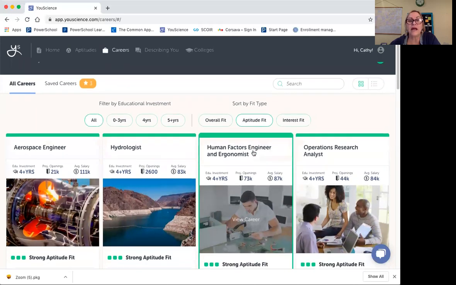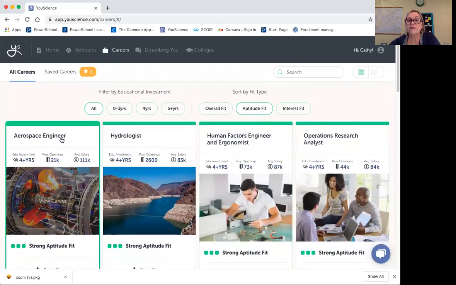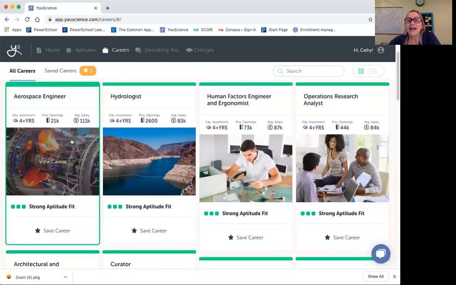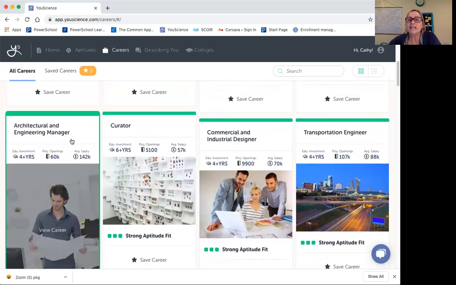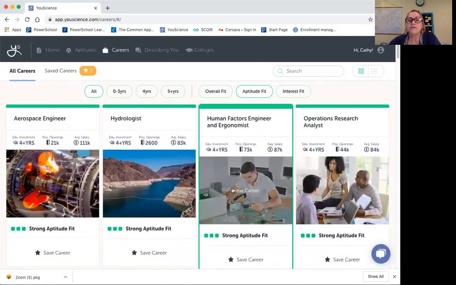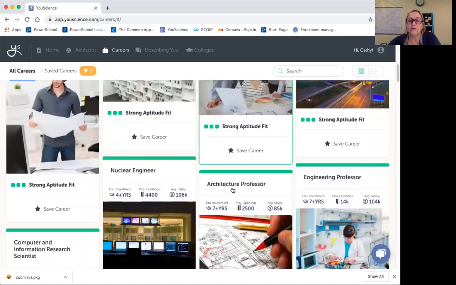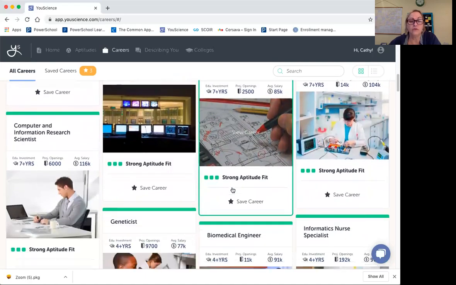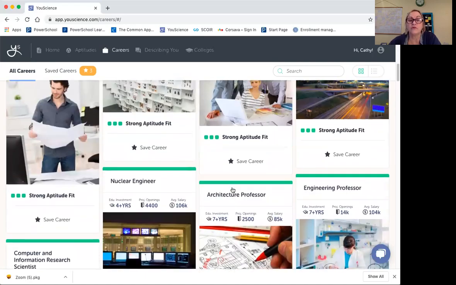And if we just go by aptitude, I'm supposed to be a rocket scientist, which means they never saw me do calculus in high school. You'll see I have a lot of sort of engineering jobs in my aptitude fit, because according to the YouScience thing, that's what I was good at.